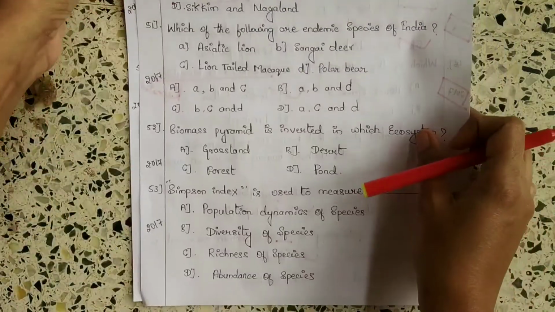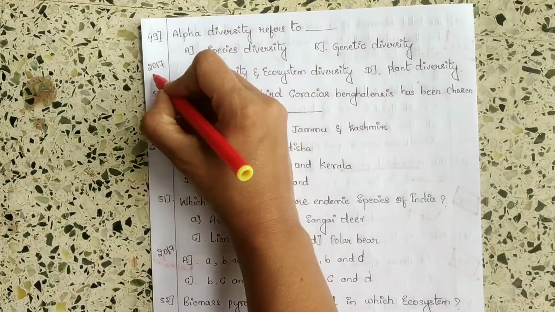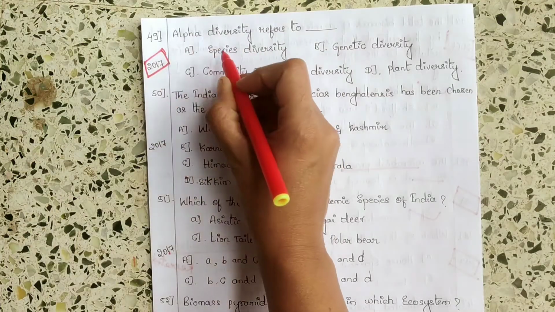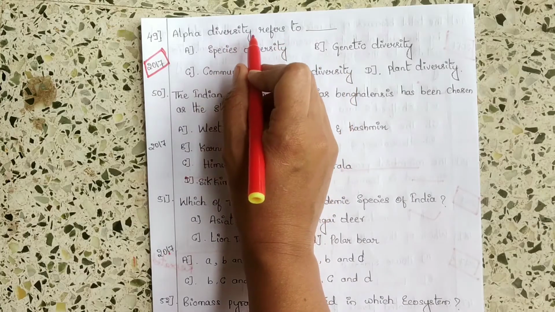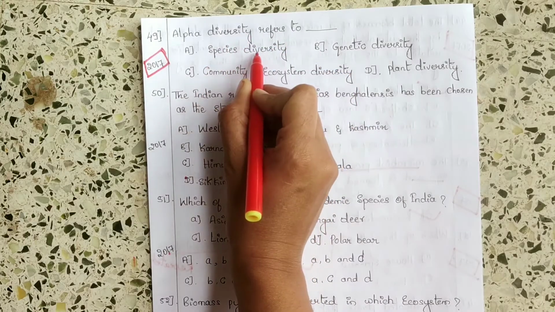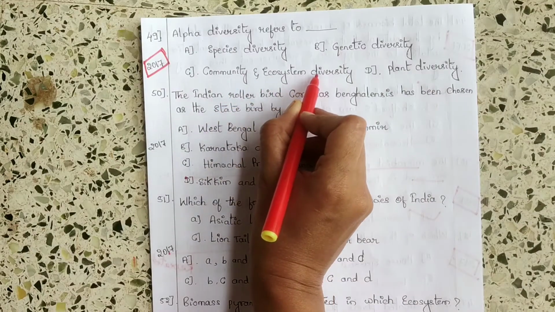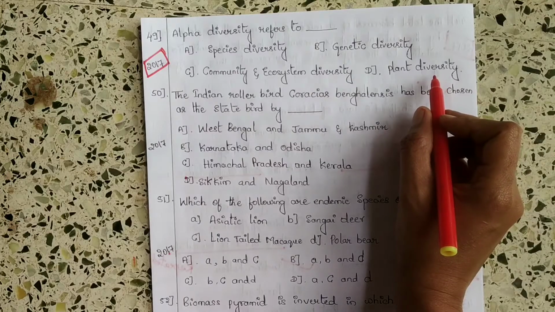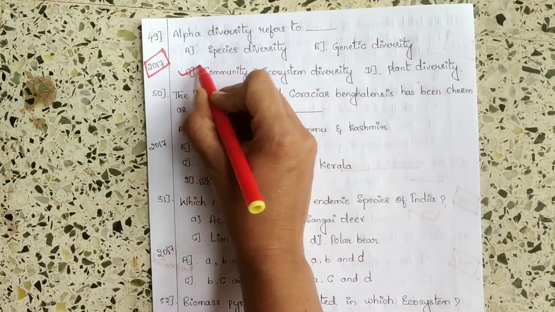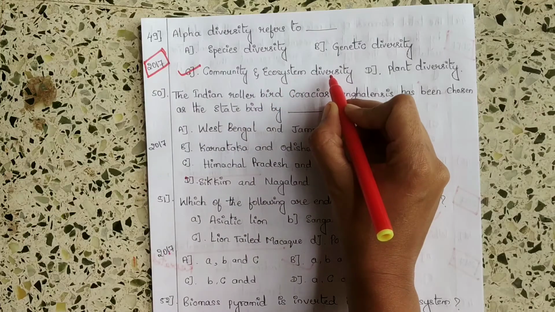Let us move on to the next question, 49th one, which is asked in the year 2017. Alpha diversity refers to option A, species diversity, option B, genetic diversity, option C, community and ecosystem diversity, option D, plant diversity. The correct answer for this is option C, alpha diversity refers to community and ecosystem diversity.